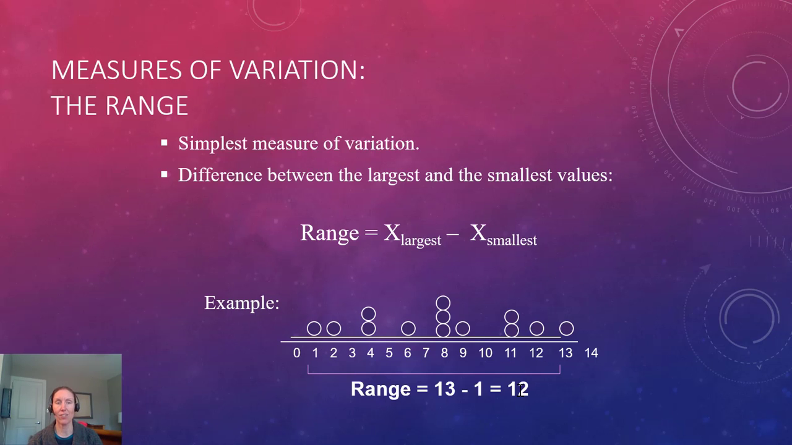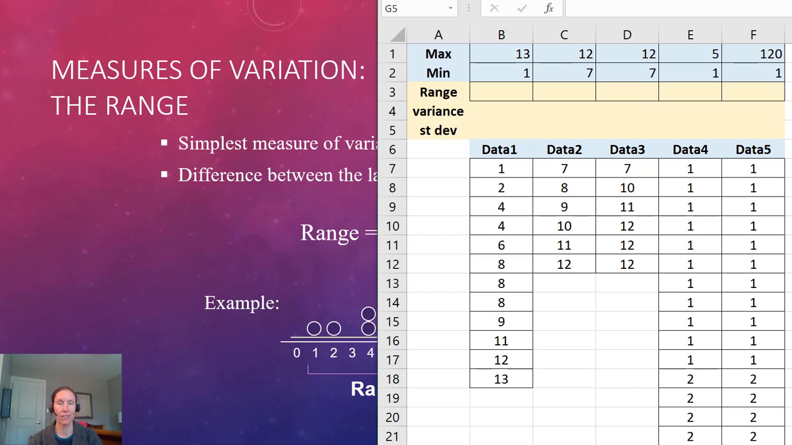Okay, and let's just have a look at that in Excel. So here it is, 1 through 13, these guys here. And we just get our max and our min value. So the max, we do an equals max call. The min, we do an equals min call. To get the range, you just take the difference of those two. Beautiful. We're going to talk about the variance and the standard deviation shortly here.